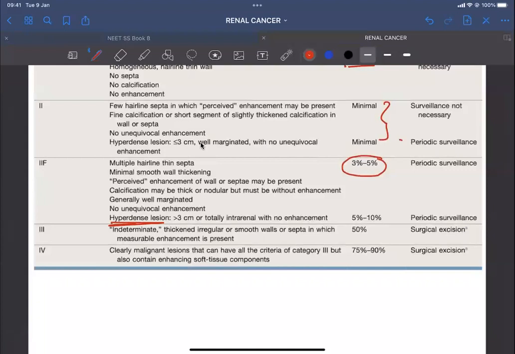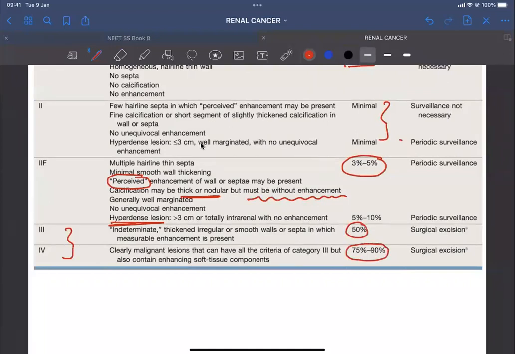Type 3 has hyperdense enhancement, thickened nodular septa, and calcification, but there should be no obvious enhancement. There can be perceived enhancement. When you say perceived enhancement, it's because it appears to be enhancing, but there's no measurable enhancement. And type 3 and 4 carry about 50% and 75 to 90% risk.